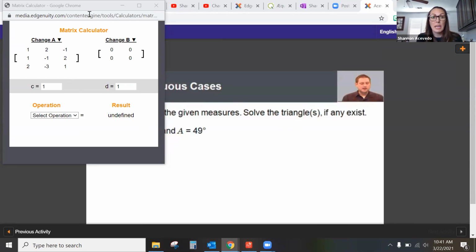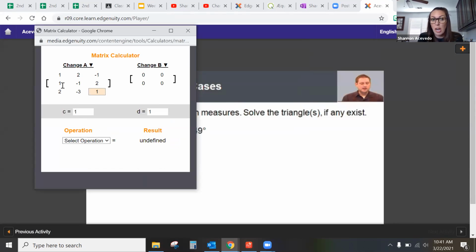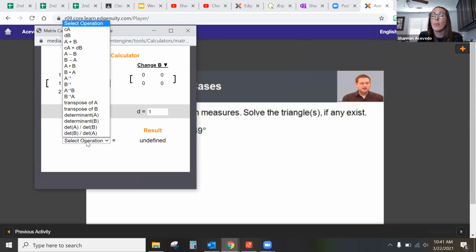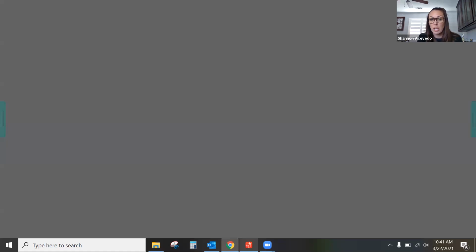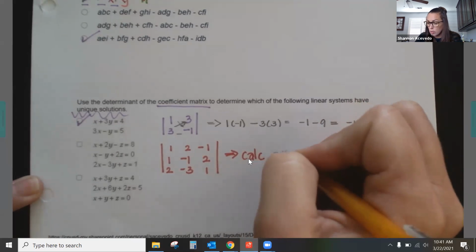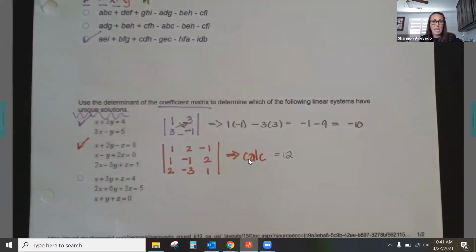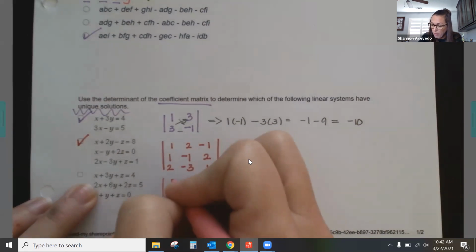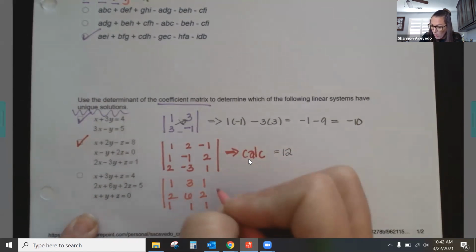Okay, so here's my calculator again. I just went to the first lesson, and it's always going to be the third one over. You can go to whatever lesson, it's going to be there, and you can pull it up. I typed in the values, and then I'm going to select operation. I want to find the determinant. When I hit the determinant, I get the value of 12. That means because it's not a value of 0, I have a unique solution. So I can go ahead and check that. Let's do this again, our last one. I need to figure out the determinant of 1, 3, 1, 2, 6, 2, 1, 1, 1.